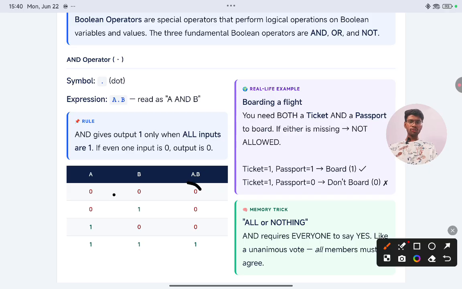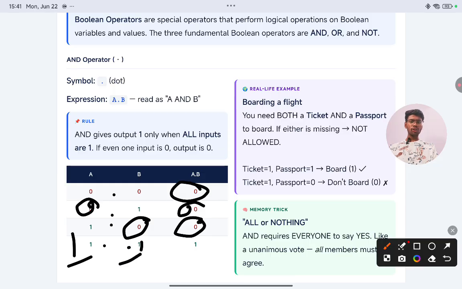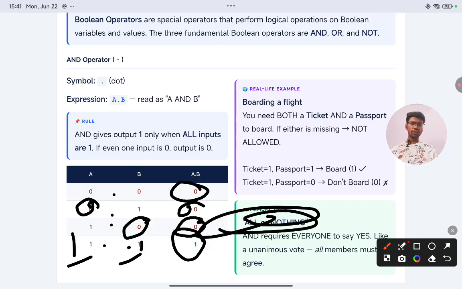0 dot 0 equals 0. 0 dot 1, even if one is 0, it will give 0. 1 dot 0, even if one is 0, it will give 0. 1 dot 1, when both are true or both are 1, it will give 1 finally. All or nothing, that's a memory trick. If everything is correct, it is correct; if one is false, it's going to be wrong, right?